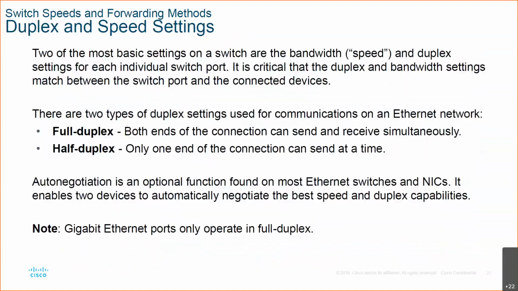Now, two of the most basic settings on a switch are the speed of the switch and the duplex settings. Is it full duplex or half duplex? Usually, most of the switches we use these days are full duplex. Half duplex was in the olden days. If you're using gigabit Ethernet, you can only use full duplex. Most of the local area connection Ethernet we use is gigabit Ethernet, which uses full duplex. Half duplex was something we used to use in the olden days.